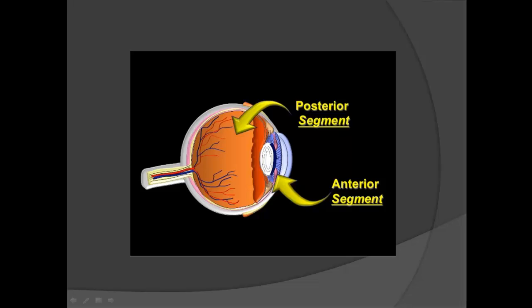So again, you have your anterior segment, which includes your cornea, the aqueous humor, the iris, and the lens, and then your posterior segment, which has the vitreous body, the retina, the sclera, and then the optic nerve is posterior to that.